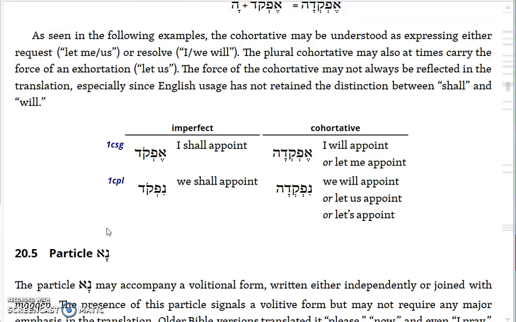The plural coordinative may at times carry the force of an exhortation, let us, but the force of the coordinative does not always get reflected in the translation, especially since English usage has not retained the distinction between shall and will. So the example here, the imperfect is F-code, I shall appoint, but F-kada would mean I will appoint or let me appoint. Nif-code, we shall appoint, but the coordinative form nif-kada is we will appoint or let us appoint or let's appoint. So that's the coordinative expressing a wish in first person.